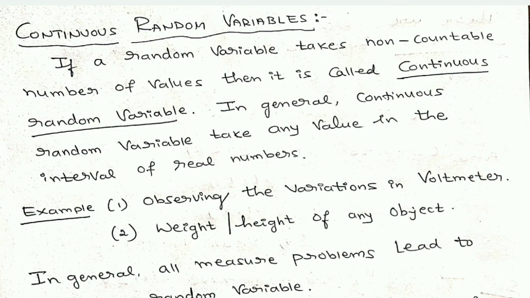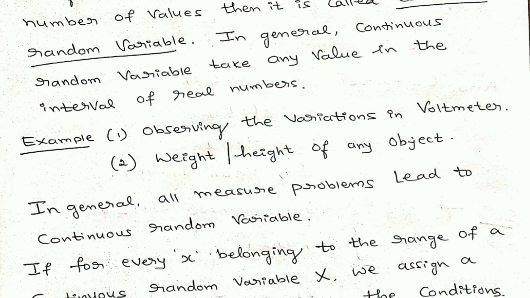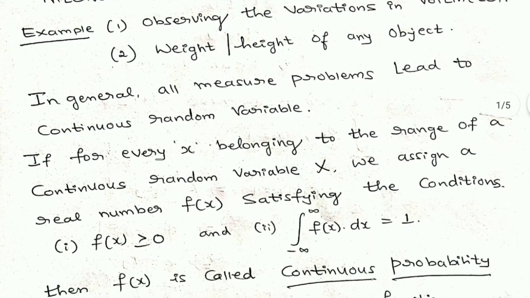Say, for example, observing the variation in a voltmeter. If you put in a connection and check the variations, it may give any value, say 5 volt, 5.5 volt, 5.45 volt. All these come under continuous. Even if you want to check the height or weight of an object, that also comes under a continuous random variable, because it may take any value. Say weight is 5.5 kg and height is 4.5 feet. So thus we conclude that all measuring problems lead to continuous random variables, and all counting problems lead to discrete random variables.